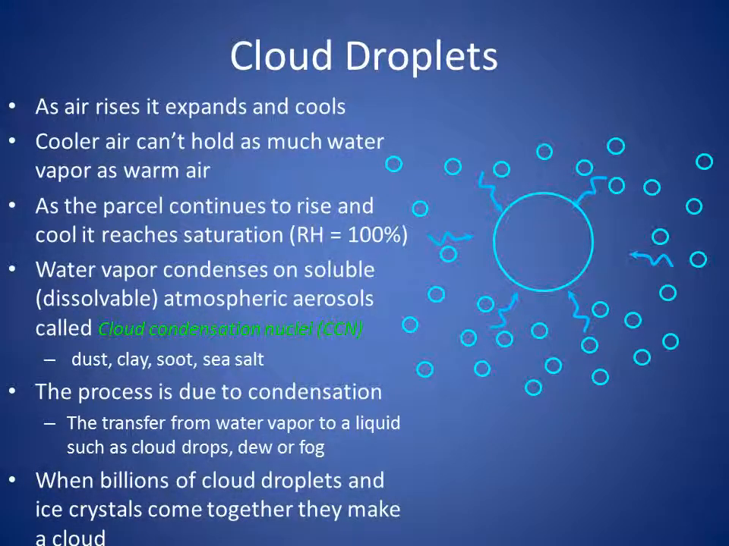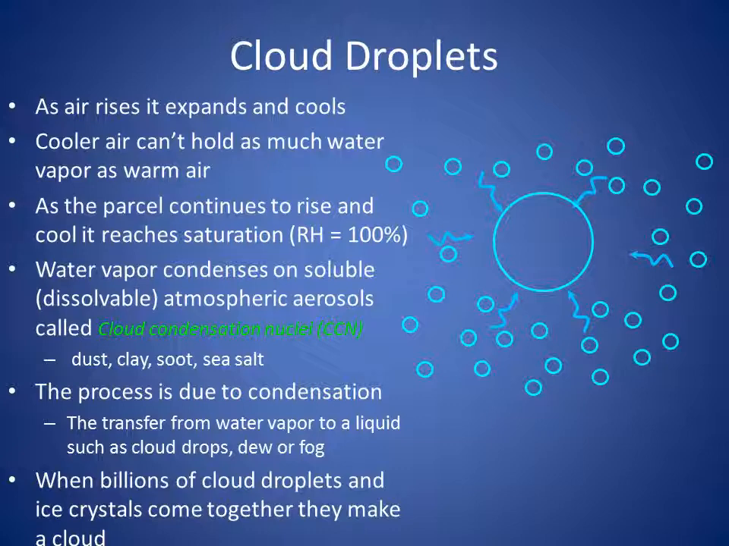As a parcel of air rises, it expands and cools. Cooler air can't hold as much water vapor as warm air. As the parcel continues to rise and cool, it reaches saturation, and that's when the relative humidity equals 100%. At this point, water vapor condenses on soluble, which are dissolvable, atmospheric aerosols such as dust, clay, soot, or sea salt, and these are called the cloud condensation nuclei, or CCN.